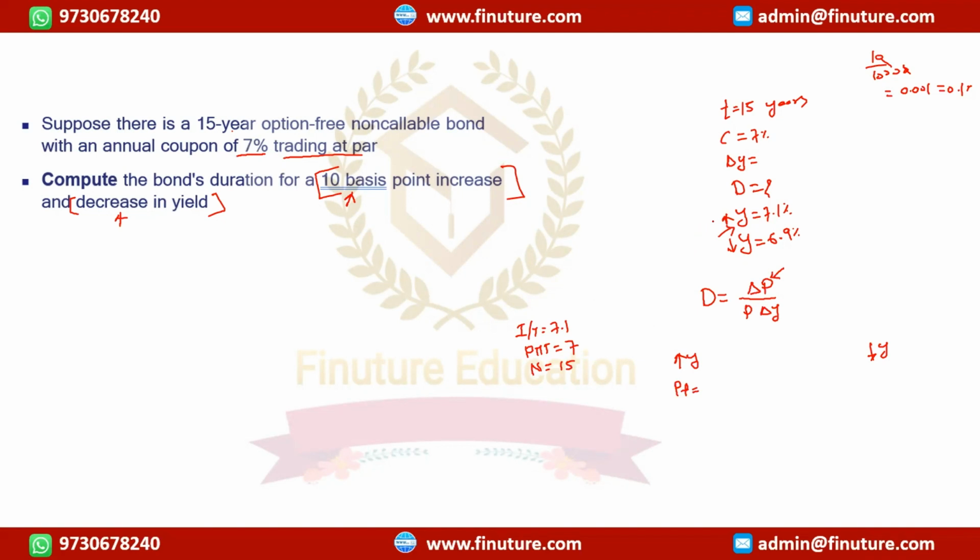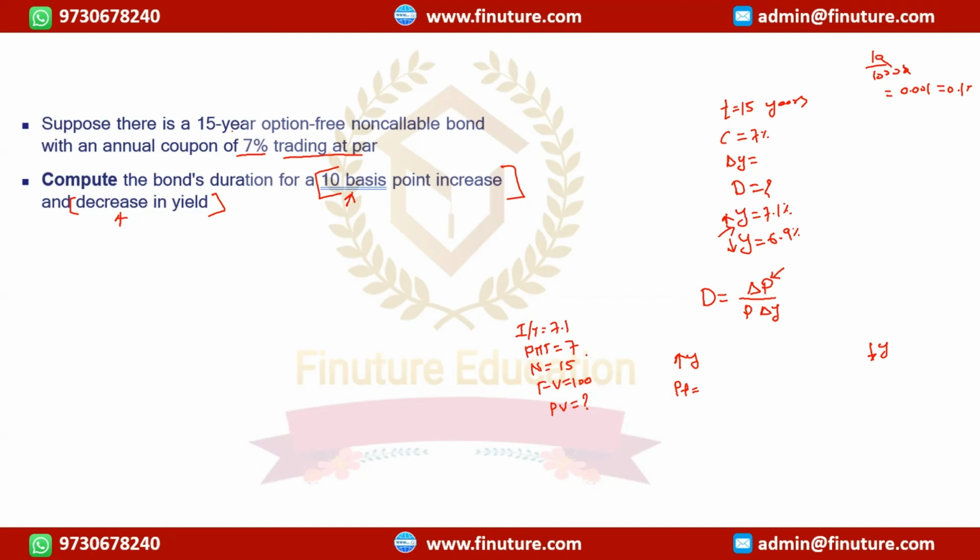N is 15, coupon is set. I think we are done. You can just put in a future value as 100 and compute PV. But why do we put 100 as future value? I know it's a par bond. Suppose there is a 15-year option-free non-callable bond with an annual coupon trading at par.